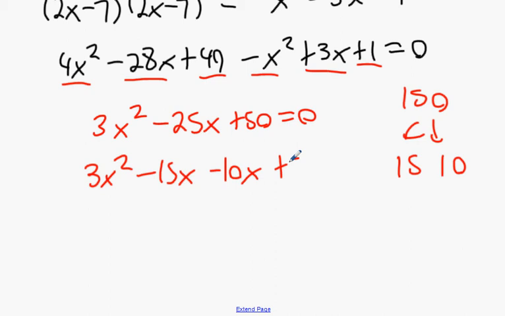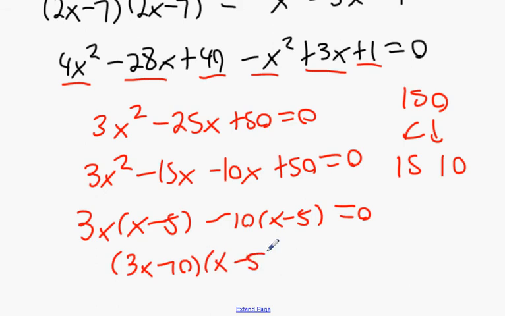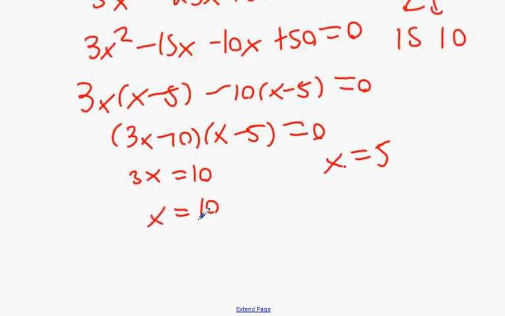And then you're going to do what we always do. 3x into x minus 5, minus 10 into x minus 5 equals 0. 3x minus 10, x minus 5 equals 0. x equals 5. 3x will equal 10. x equals 10 over 3. Okay.